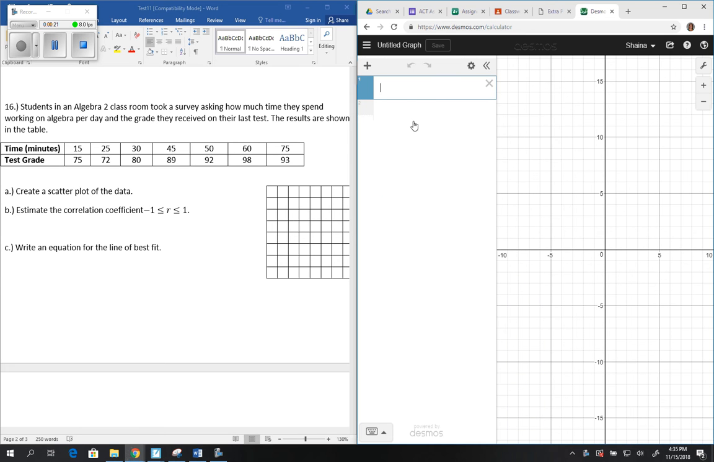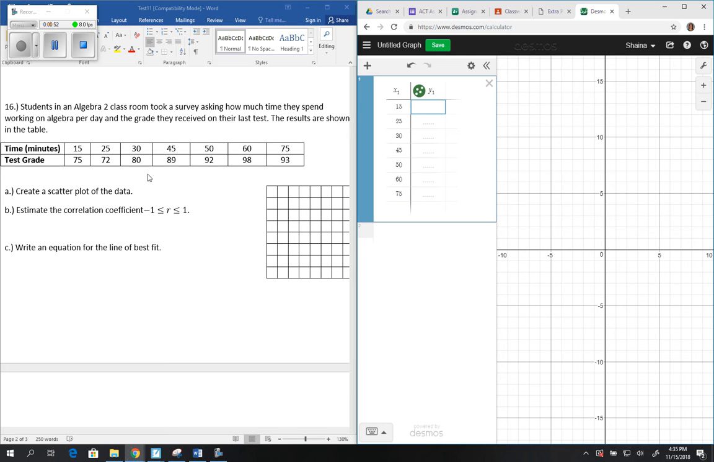The easiest way to do this is to hit the plus sign. It says add item, get table. In our table, we're going to put all of our x values in the x column. In this case, x is our independent variable, so that would be our time from this table. So I'm going to say our time is 15, 25, 30, 45, 50, 60, 75.